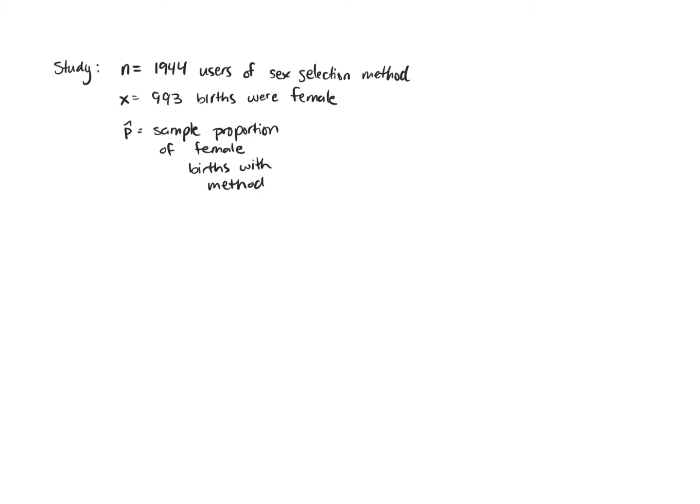And so what we can do here is calculate what's called a sample proportion, p-hat, where the sample proportion represents the proportion of all the users who use this method that ended up having a female birth. So to calculate this sample proportion, you want to memorize this. It's the part female out of the whole. So 993 births were female out of 1,944. So that tells us that that's 0.51, or approximately 51% of the births were female births when using that specific method.